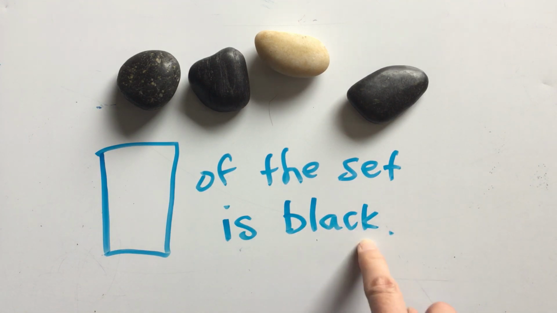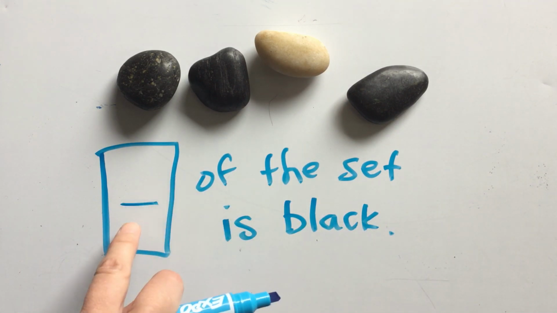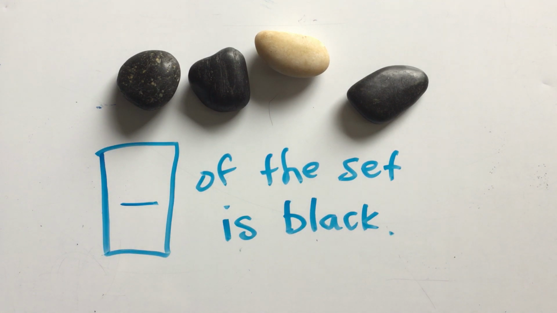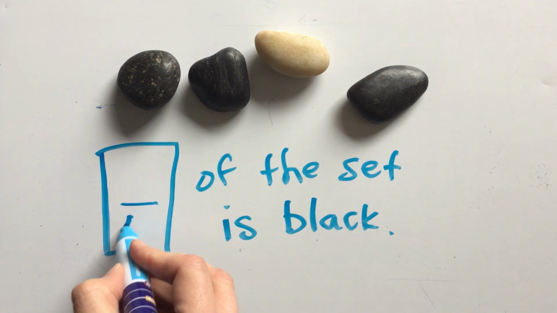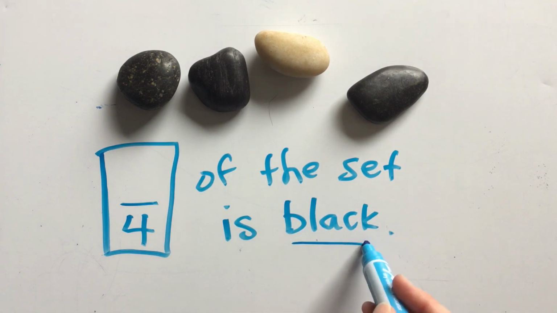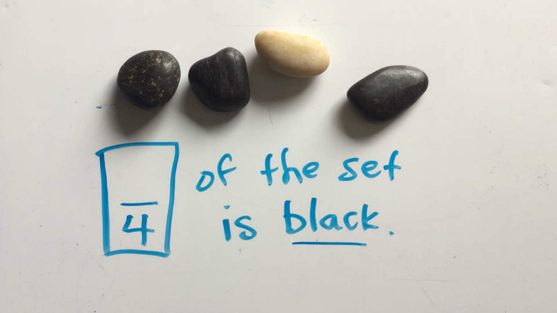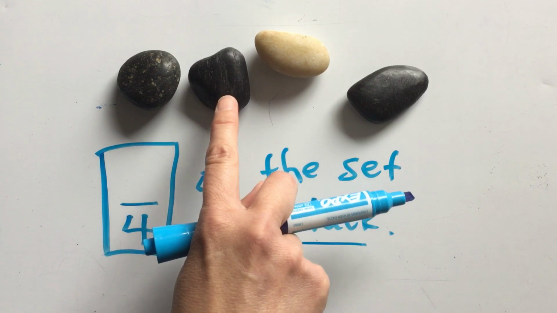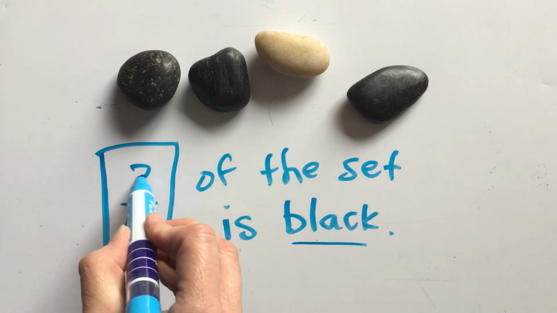So now we're going to look at the black stones. Well, first we have to find out how many stones do we have altogether. If you said 4, you were correct. We want to now count for our numerator how many of the stones are black. 1, 2, 3. If you said 3, you were right.